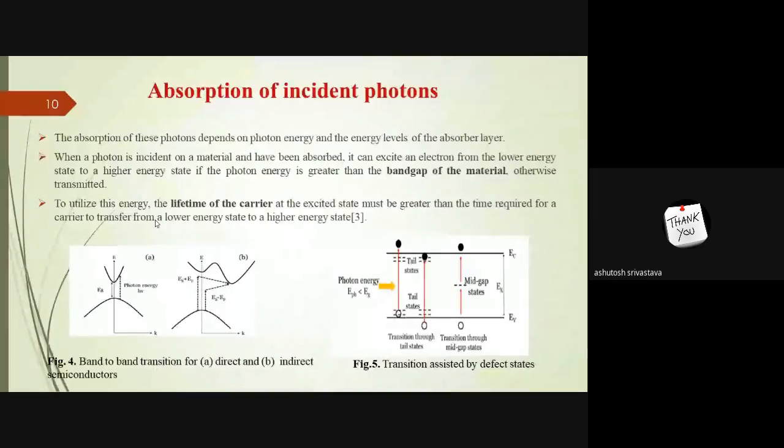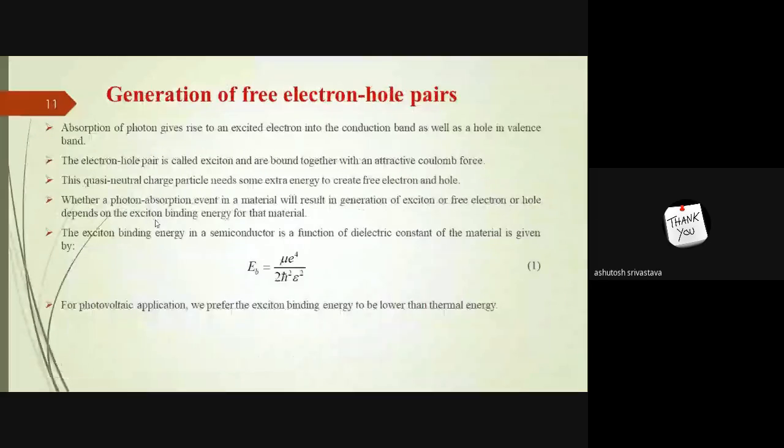So the first step is the absorption, which occurs in the absorber layer. Then after absorption, there is the generation of free electron hole pairs, which will be responsible to propagate through the device, and finally be collected at the end. So here is the exciton. An exciton is nothing but when we collectively find an electron hole pair, then that collection is called an exciton. And it is bound by a binding energy, which is given by EB equals mu e to the power 4 over 2 h cross epsilon square, where mu is the reduced mass of that electron and epsilon is the dielectric constant of that material. And e is the electronic charge, and h cross is a constant.